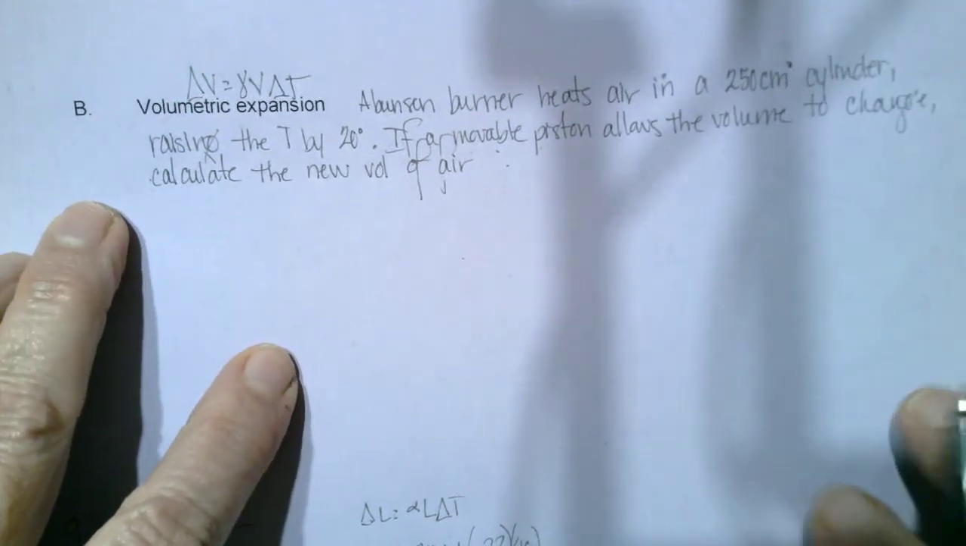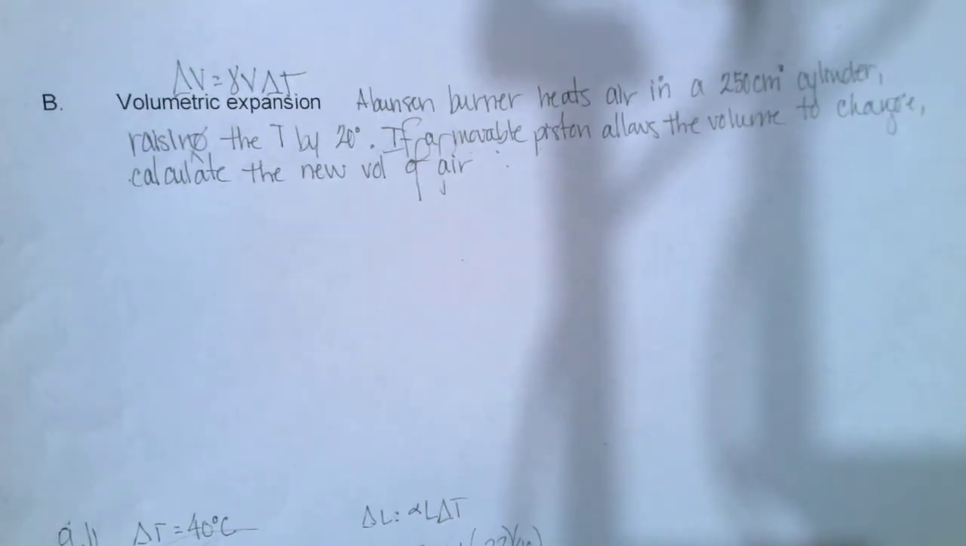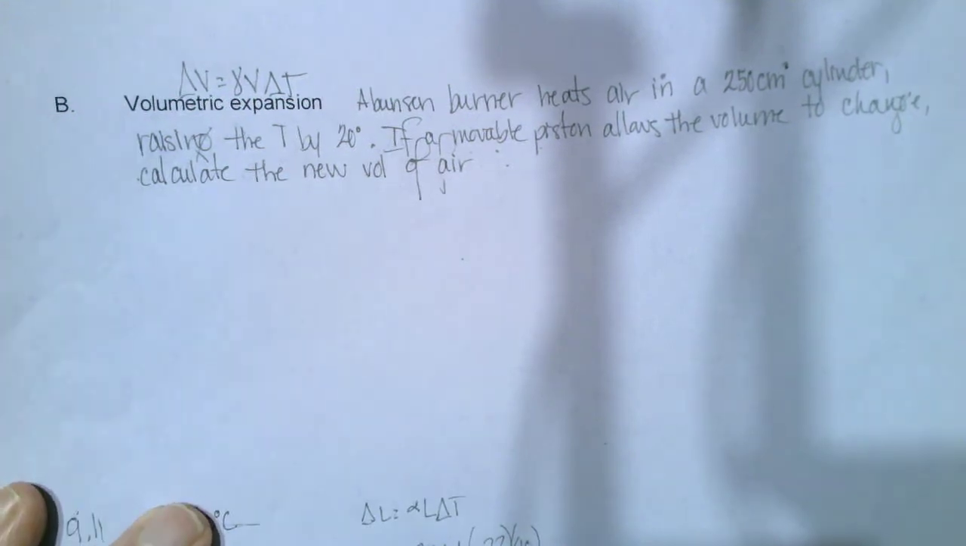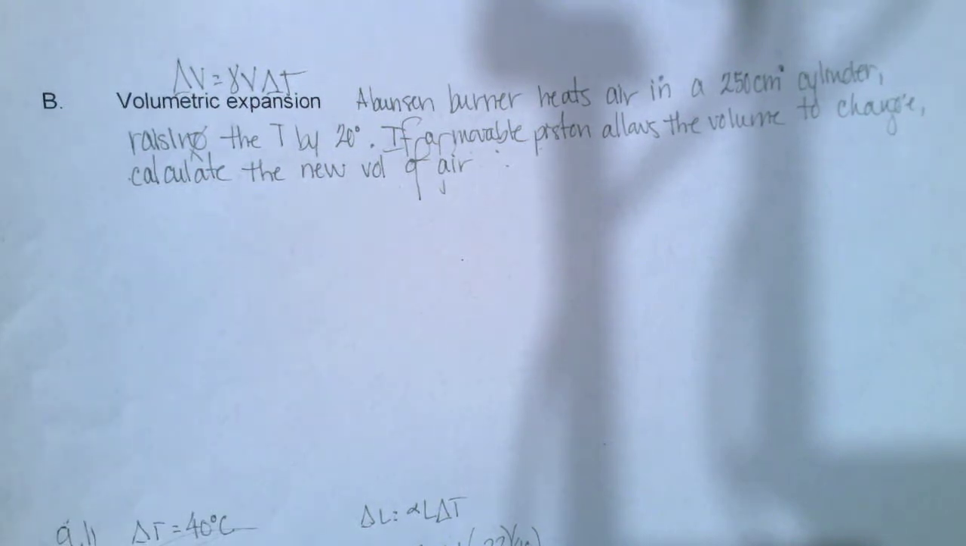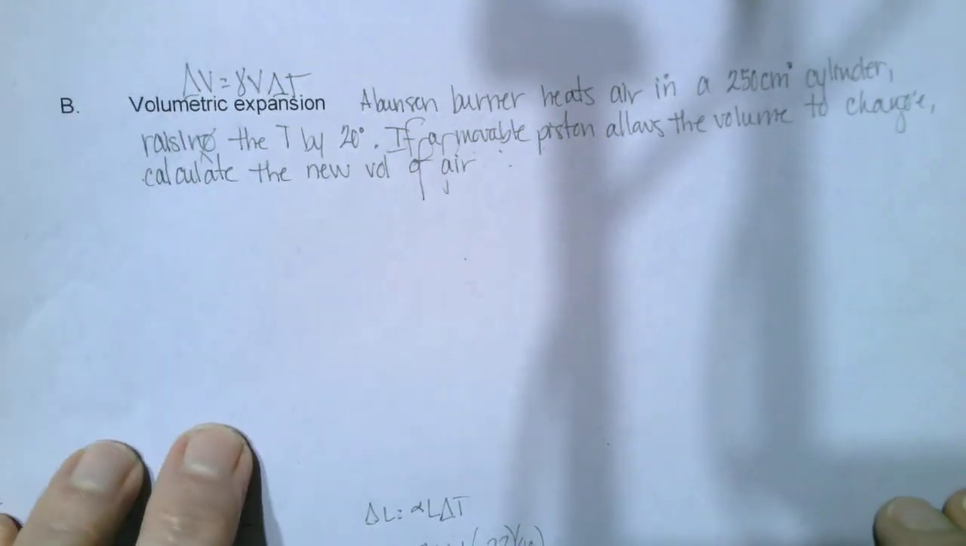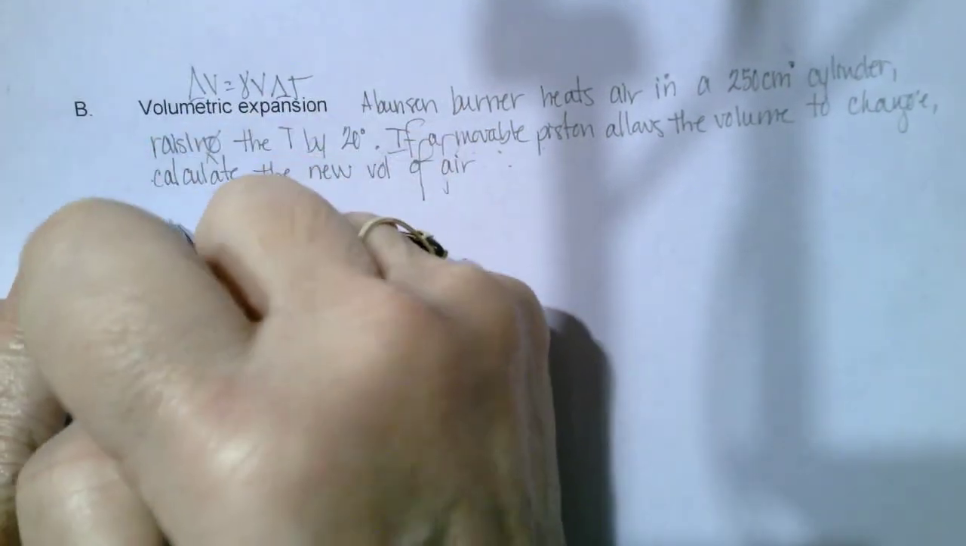So a Bunsen burner heats air in a 250 cubic centimeter cylinder, raising the temperature by 20 degrees Celsius. If a movable piston allows the volume to change, then calculate the new volume of the air that's in the cylinder. Okay, so I'm going to write down what I know and what I don't know.